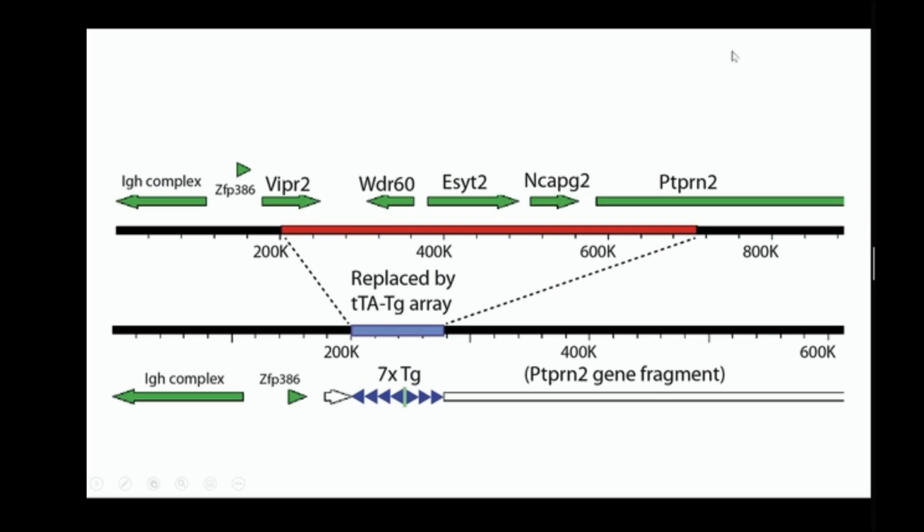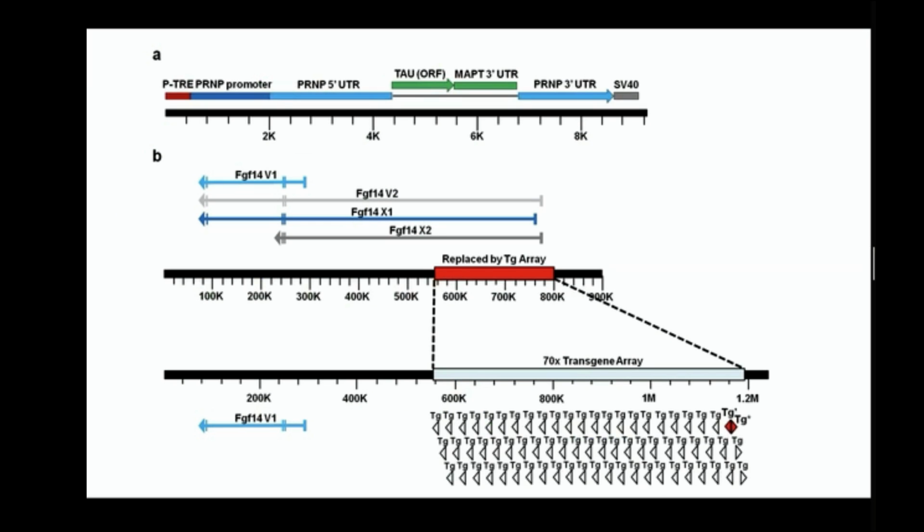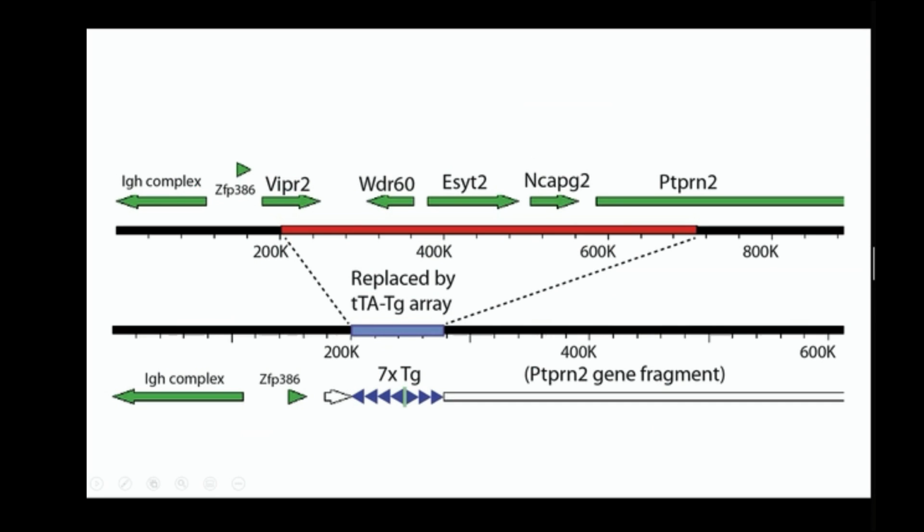In that case, there weren't as many copies. There were 7 copies of the TET transactivator, but that replaced even a larger region of the mouse genome. In the original tau transgene, about 200 kb of genomic sequence was replaced, and that knocked out 3 out of the 4 isoforms of one gene, FGF14. In the case of the transgene driver cassette, that had gone in 7 times. It knocked out a half megabase of genomic sequence, and 5 genes in the genome were knocked out.